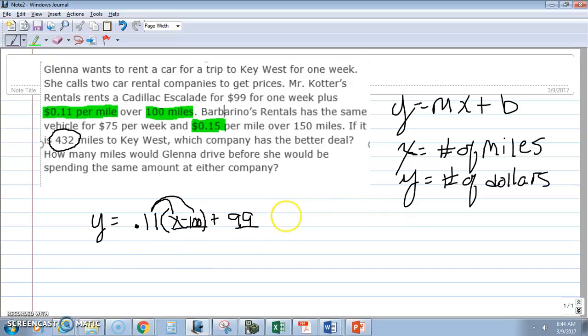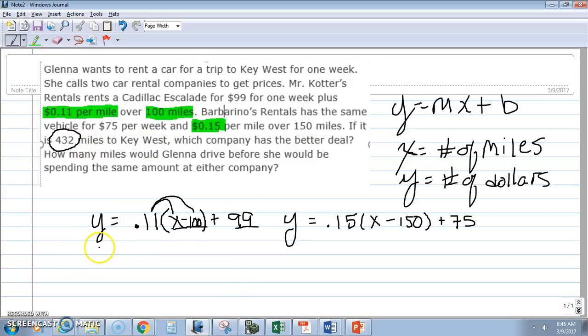So the other one then is going to be y equals 0.15, 15 cents per mile, but you don't start paying that until 150 miles. Do I have this right? Yep. 150 miles, and it's only $75 for the first week, right? So the question is actually asking how many miles would Glinda drive before she would be spending the same amount of money, so there's two questions here. Cool. If it is 432 miles to Key West, which company has the better deal?